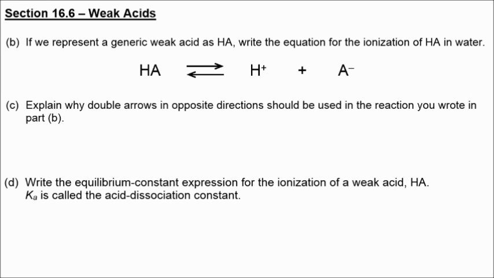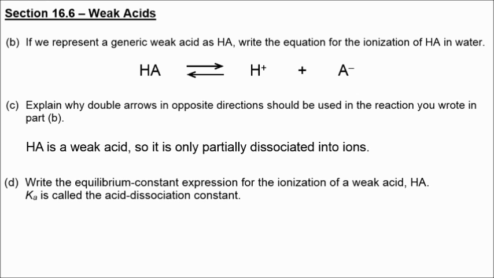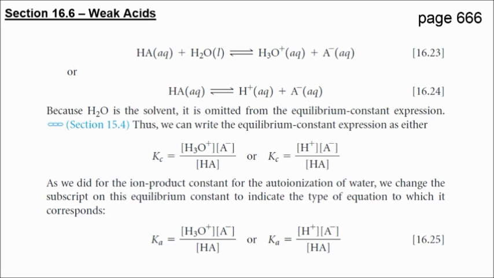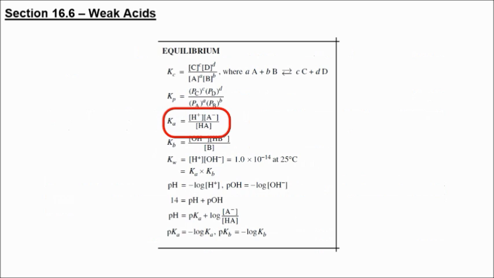Now you also could have written HA plus water to produce hydronium and A minus. We're using double arrows because it is a weak acid, so therefore it's only partially dissociated into ions. The equilibrium constant that we're going to call Ka, the acid dissociation constant, is the concentration of H plus times the concentration of A minus over the concentration of HA. You can see this on page 666 in your book. You can write either H plus or hydronium in that expression. You also will see this formula, the Ka, on the equation sheet that they give you on the AP exam.